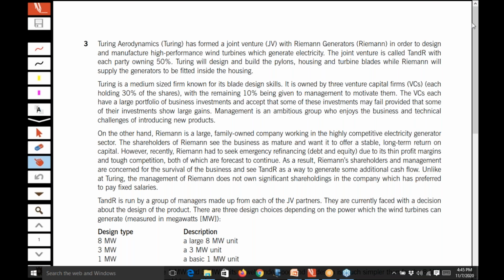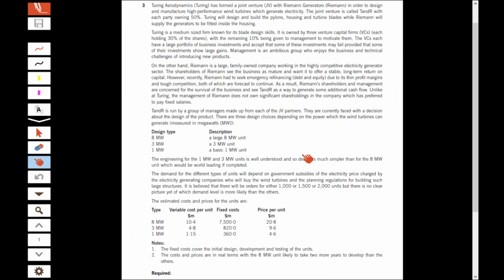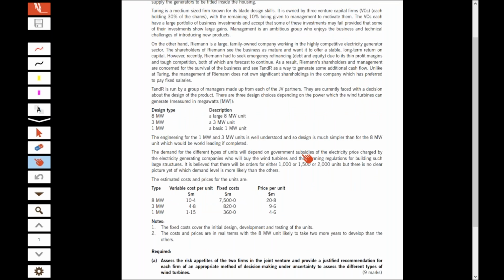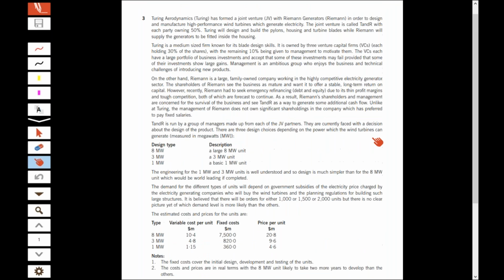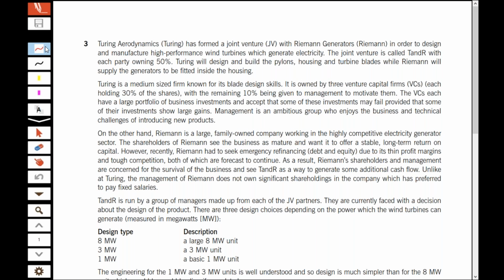Okay, so this is a question in front of you. The name of this question is Turing aerodynamics. It's one of the past examination questions, and it was examined in June 2014. A very good question covering this specific area.